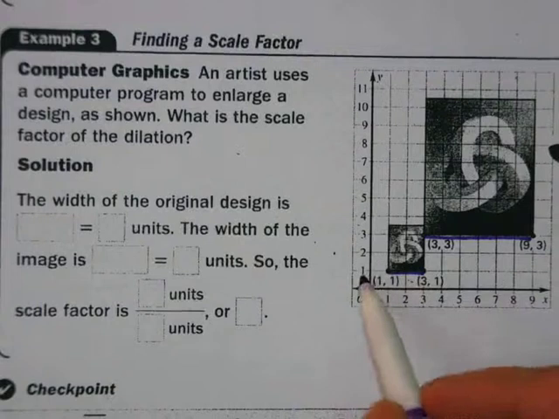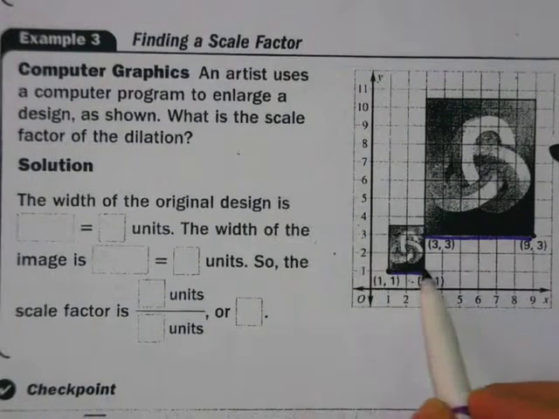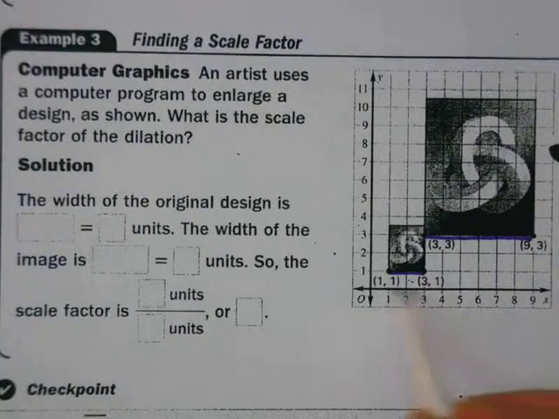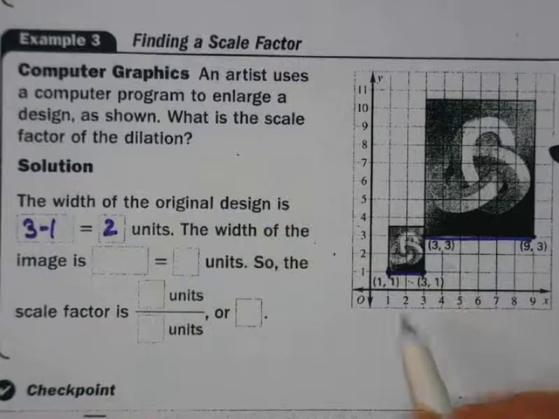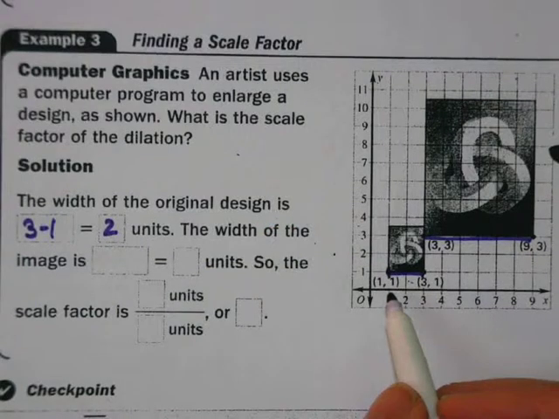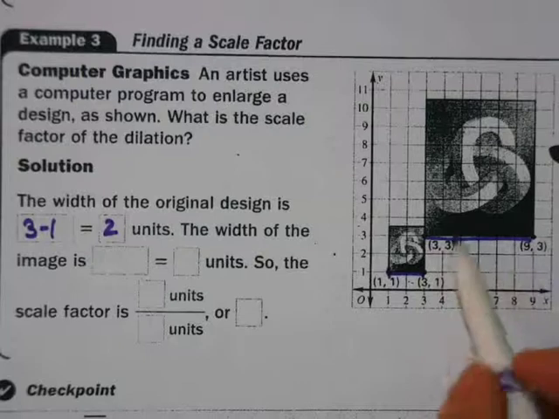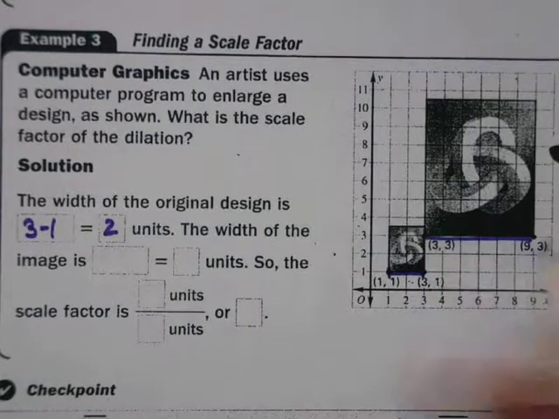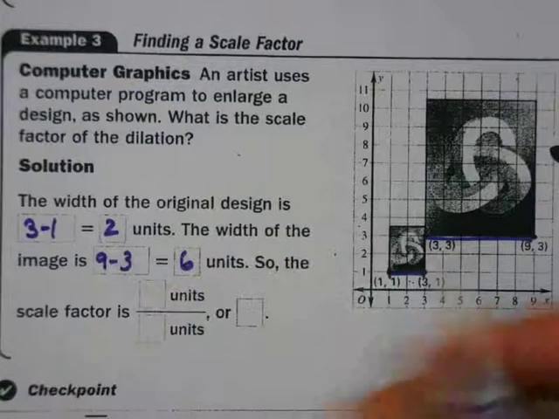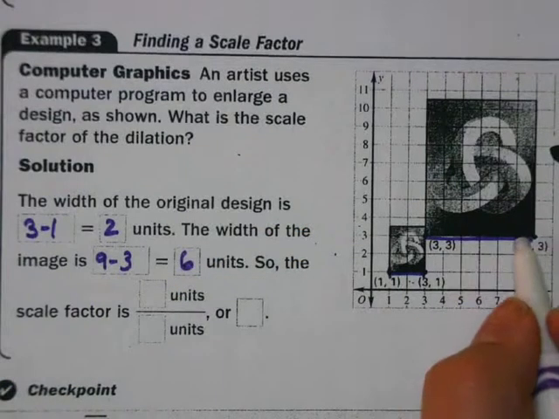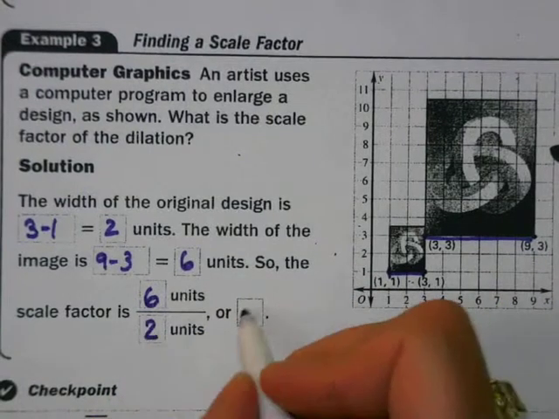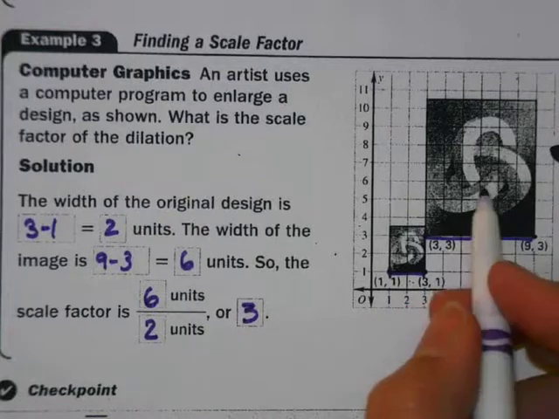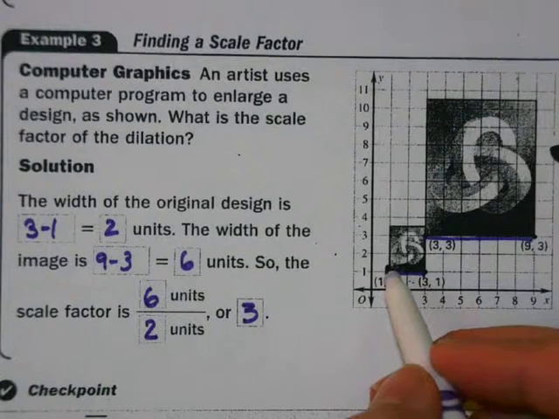So let's look at this. The width of the original design, the distance from here to here, is, well, let's see, this goes from 1 up to 3. It goes from an x-coordinate of 1 up to an x-coordinate of 3. 3 minus 1, that's 2 units. It's 2 units wide. The width of the image, this thing up here, let's see, it goes from 3 all the way up to 9. 9 minus 3 is 6 units, so it's 6 units wide. So the scale factor is 6 units, the image, divided by 2 units, or 3. The image is 3 times larger than the original.